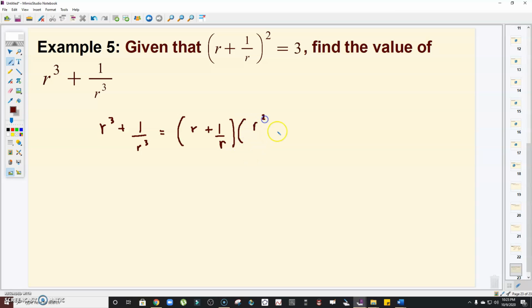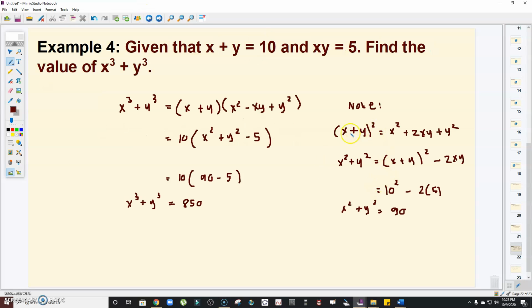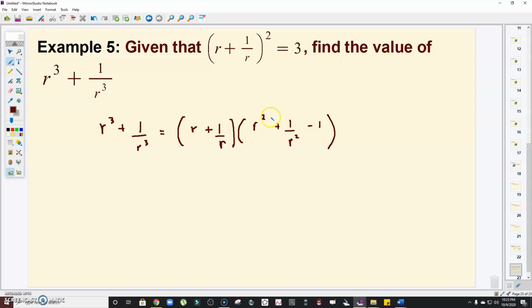Times r squared minus 1 plus 1 over r squared. See that? Or let me interchange this one: plus 1 over r squared minus 1. Okay? Pareho lang naman yan. Clear? Okay. Now, take note, kagaya nung ginawa natin dito, kagaya nung ginawa natin to get our x squared plus y squared. So, ganun din yung gagawin ko dito.